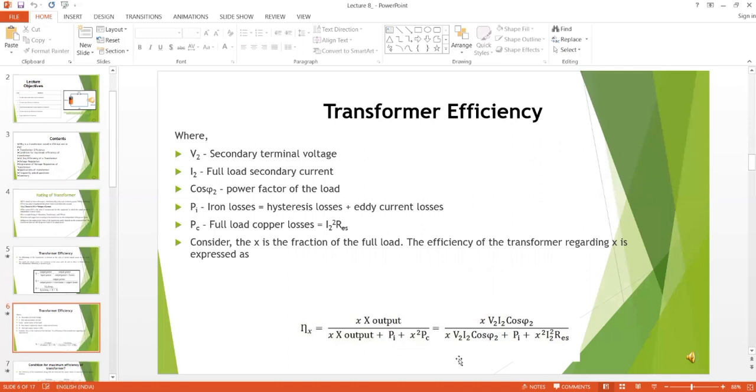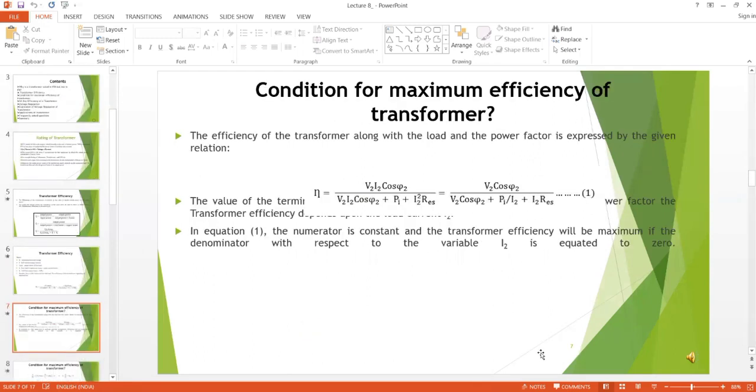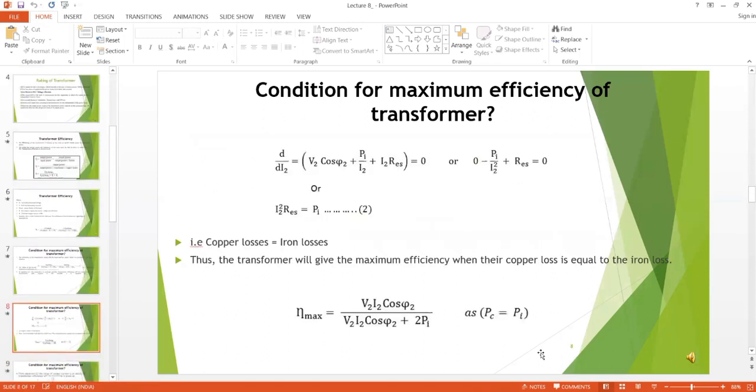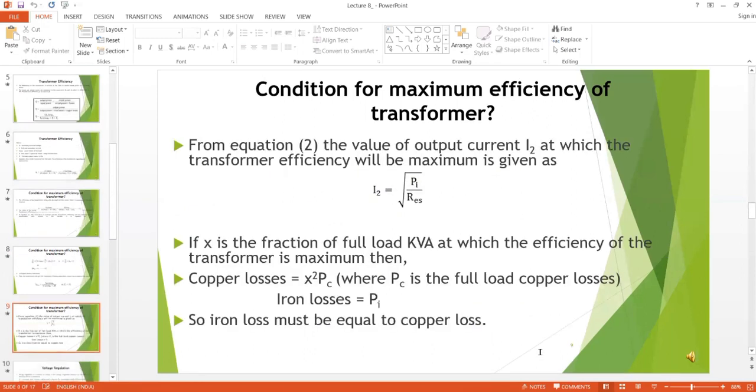X is the loading factor: X V2I2 cos phi divided by X V2I2 cos phi plus Pi plus X square I2 square R2s, that is Pc. Condition: the Pi has to be equal to Pc. You can see Pc has to be equal to Pi for maximum efficiency. So this is a load current, which is the square root of Pi divided by Rpc.